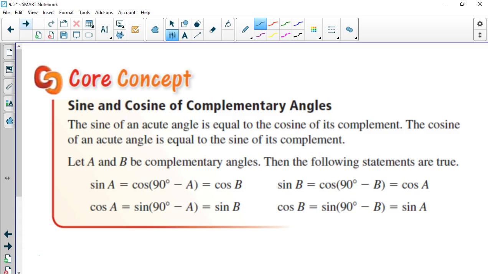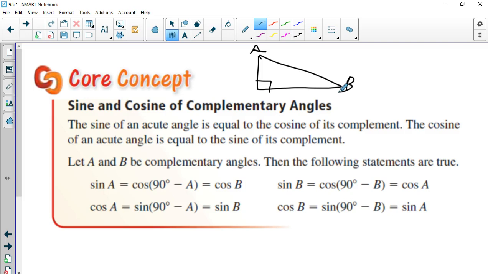If you think about it, in a right triangle, if that's 90, then angle A and angle B have to be complementary. A and B are complementary angles. They have to equal 90 to make 180. So, if they are complementary, then look at this.